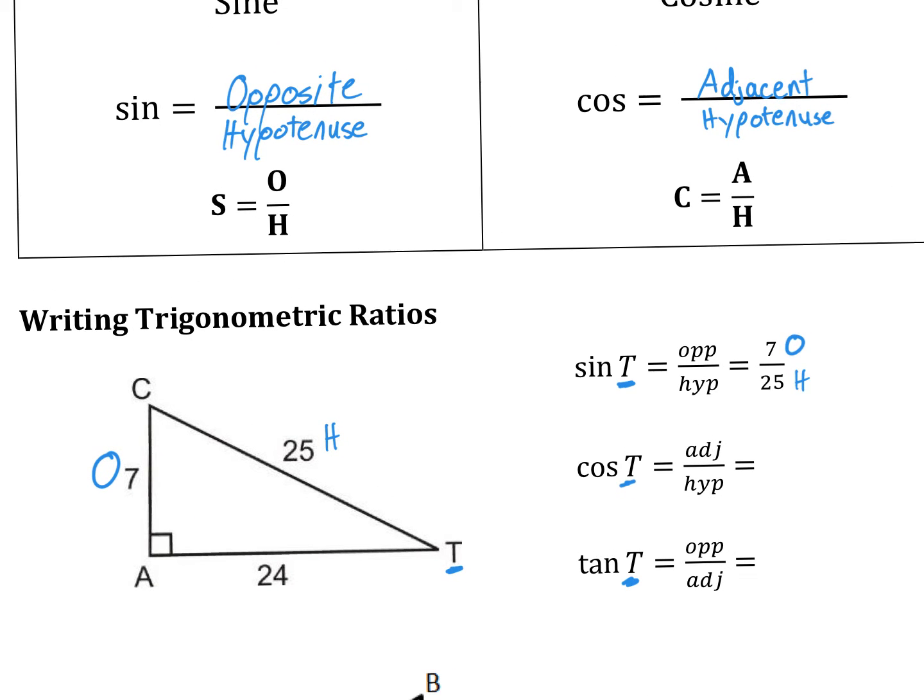The next one, cosine. Cosine's adjacent over hypotenuse. So 24 is the side next to angle T. Remember, adjacent and hypotenuse make up my angle there. Okay, so I'm going to go ahead and write the number. 24 is the adjacent, so I'm going to put 24 over the hypotenuse, 25. And then the last trig ratio, tangent, is always going to be the opposite side over the adjacent. So here my opposite side is the 7, and my adjacent is 24.